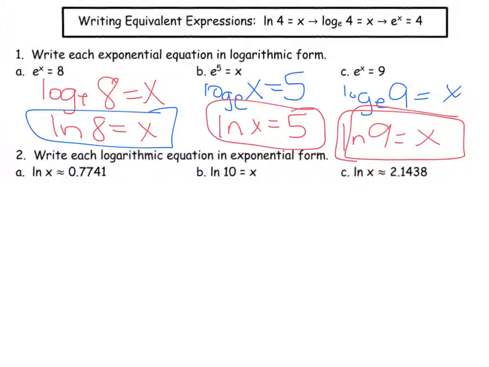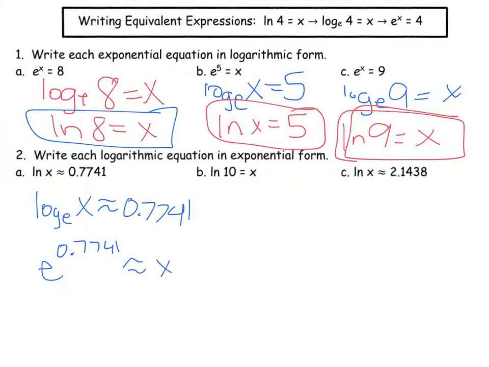Let's take a look at example 2 when we're going to be taking the logarithmic equations and writing them in exponential form. So we have natural log of x equals 0.7741. So first I'm going to take the natural log and I'm going to write log base e. We have x is equal to 0.7741. Now I can go ahead and write e to the power of 0.7741 equals x. And we have exponential form and our final answer.